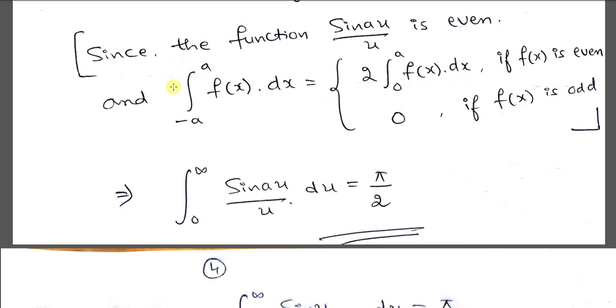So try to remember this. If the function is even, we can write this as 2 times 0 to a. Suppose the function is odd, that means f of minus x is minus of f of x, then the answer is 0, remember. So this is required in all the problems. Therefore in this case the answer is pi by 2.